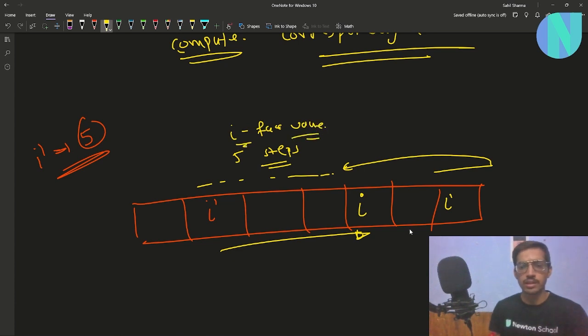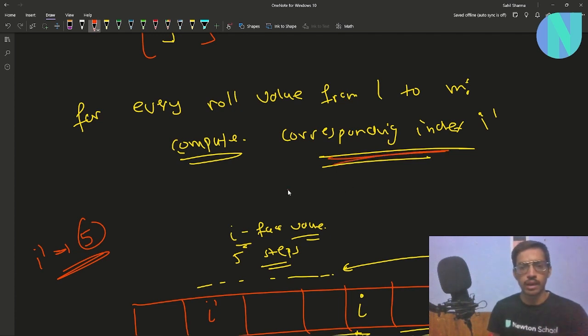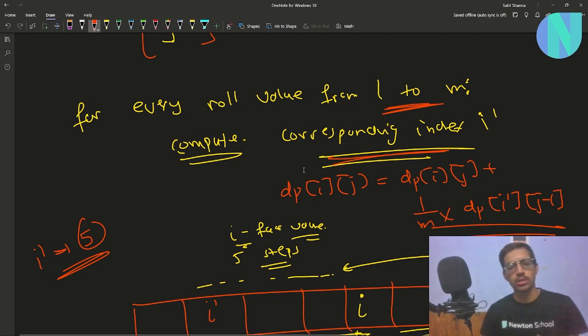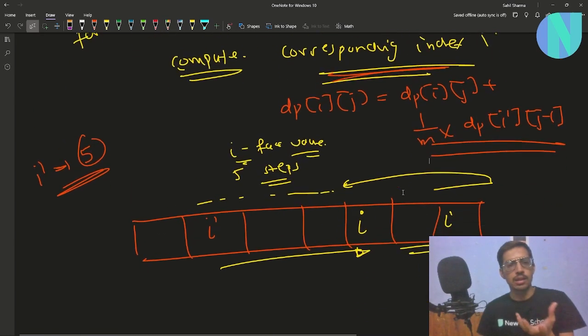And if it is lying on the right side, I will just apply a mathematical formula for that as well, right? So for every face value from 1 to m, I will find the corresponding I dash value, and my dp of ij, I will just add to that. So my dp of ij will be dp of ij plus the probability of rolling this face. The probability of rolling this face is 1 by m. So 1 by m into dp of I dash and j minus 1. Right? So that will be my dp transitions, and that is the entire solution.